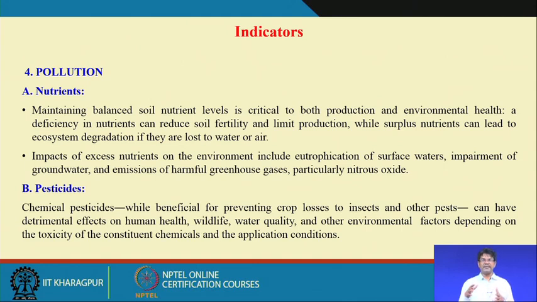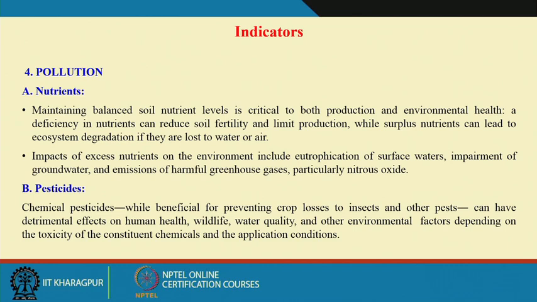And if you are applying excess, the surplus nutrients are either lost through leaching, which goes to groundwater contamination, or they go to rivers and cause eutrophication of the surface waters, or they may be released to the atmosphere as a greenhouse gas, nitrous oxide, and contribute to global warming. So, nutrient management should be very scientific and efficient to minimize the pollution levels.